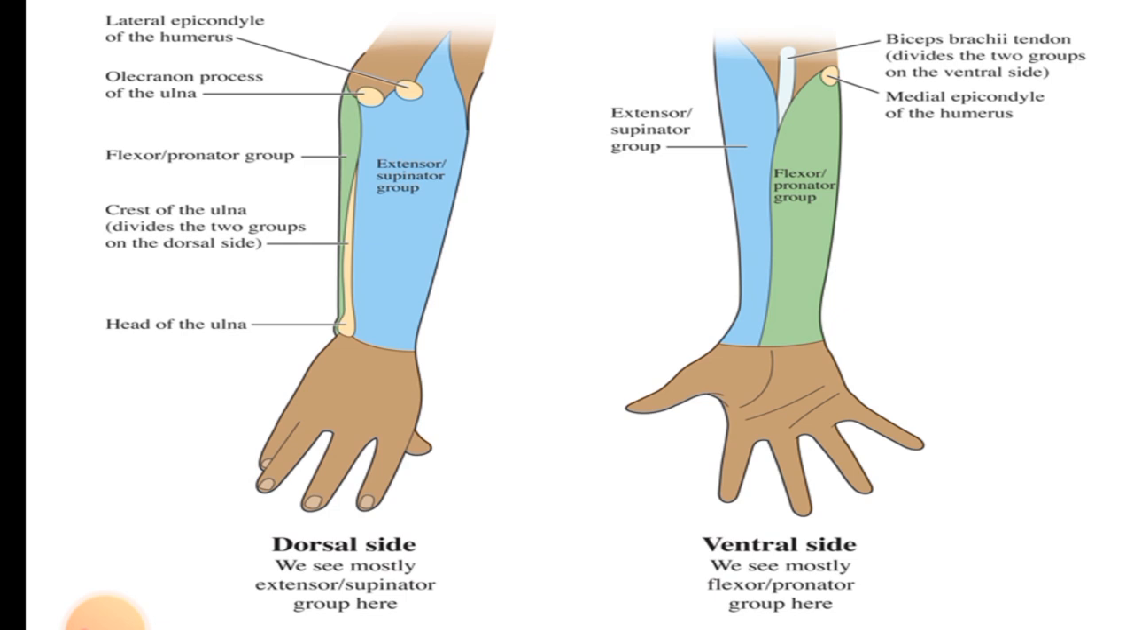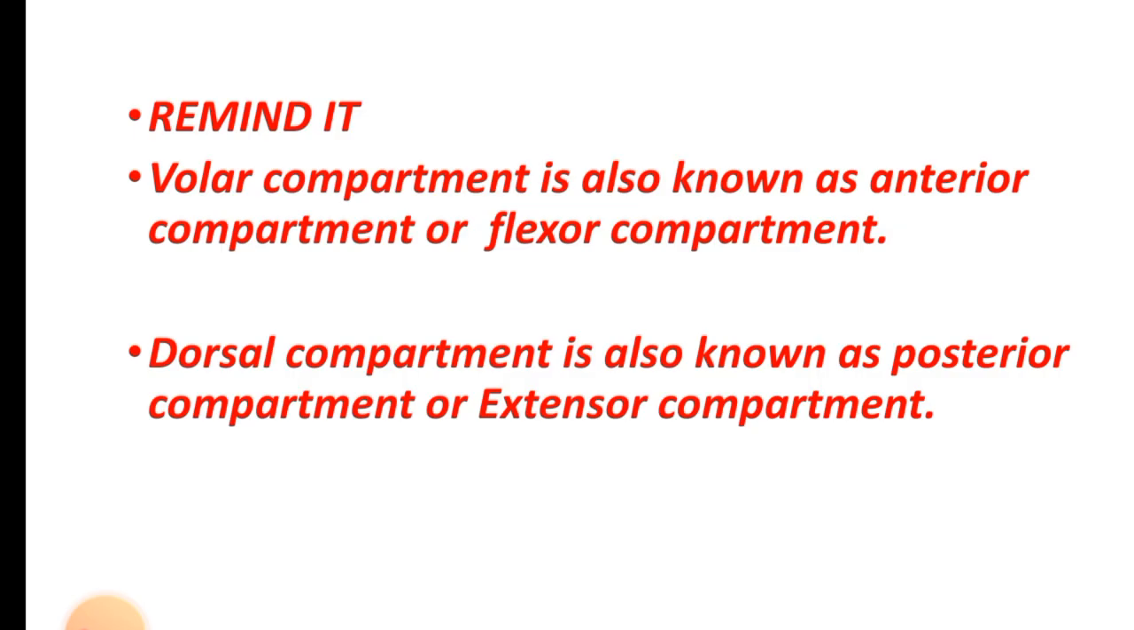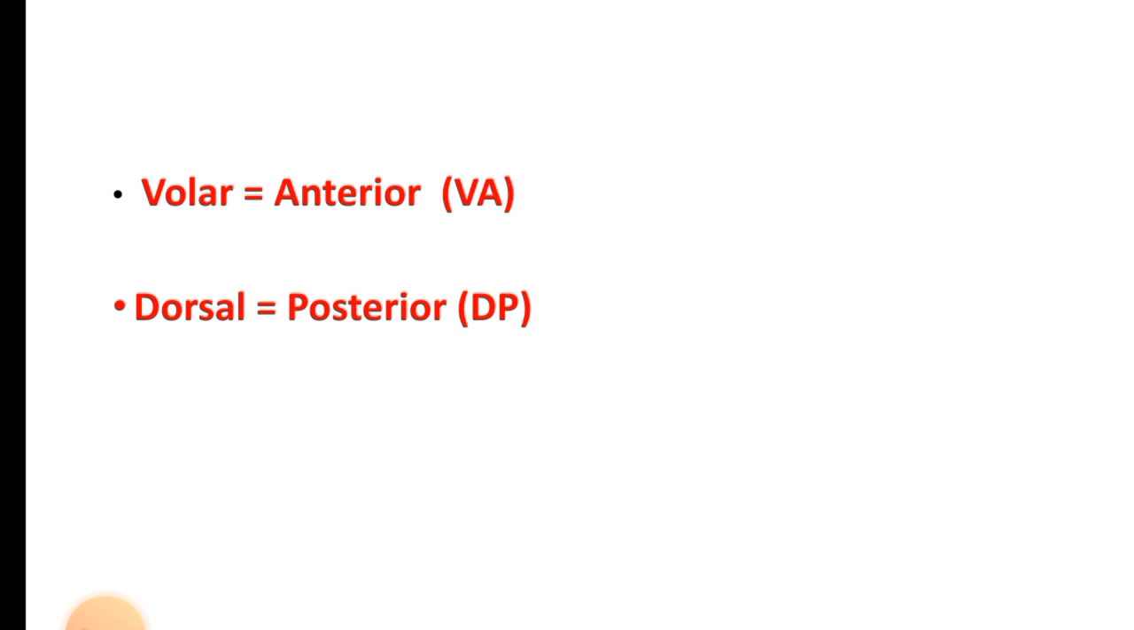So here's the dorsal side and the ventral side of forearm. Here you can see the mobile wad compartment or the lateral compartment of forearm. Remember, volar compartment is also known as anterior compartment or flexor compartment, and the dorsal compartment is also known as posterior compartment or extensor compartment. Volar is equal to anterior, V A; dorsal, posterior, D P.